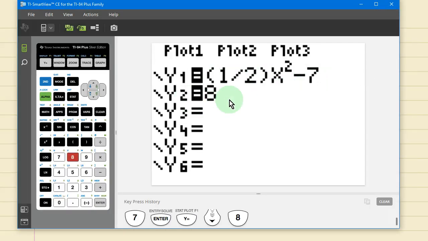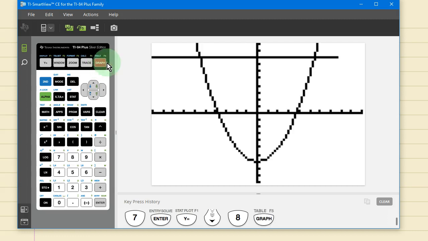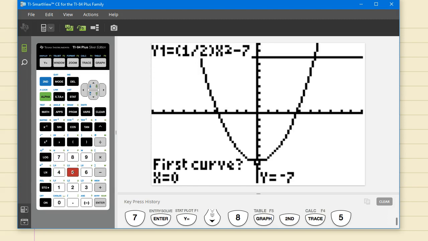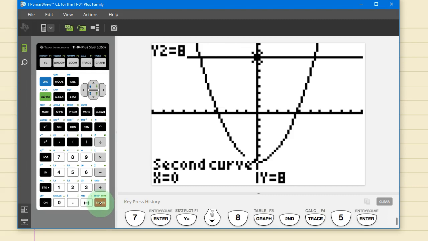So there I have the two equations plugged in. If you graph it, then you have your parabola and also that horizontal line. That's the line with slope 0 and y equals 8. And to get a precise answer, you do the same thing we did with lines before. To see the precise x-coordinate where they meet, you hit second and then calc to get into the calc menu. You can press number 5 to get to the intersect feature. It asks for the two curves. There's only two here, so you can just hit enter twice. The parabola is the first one, the line is the second one.